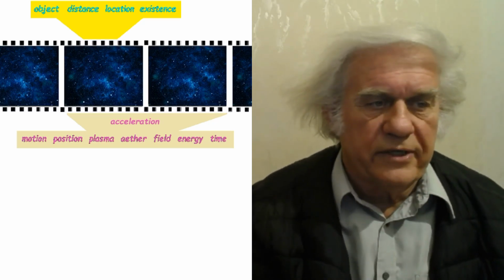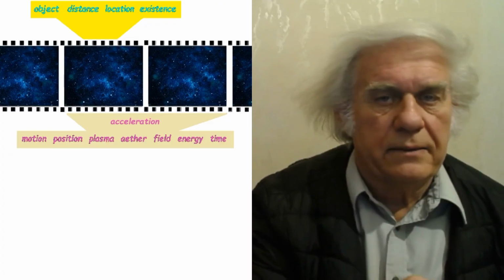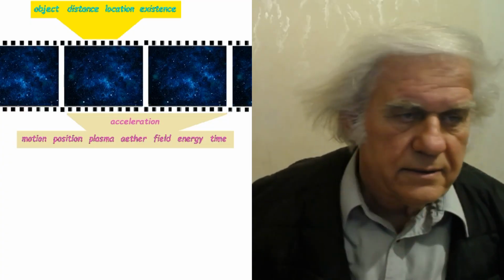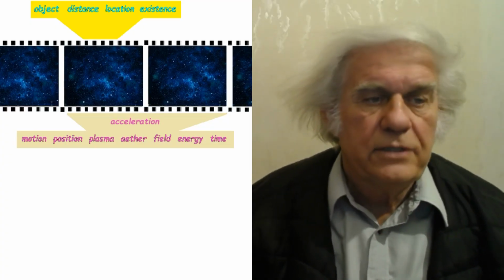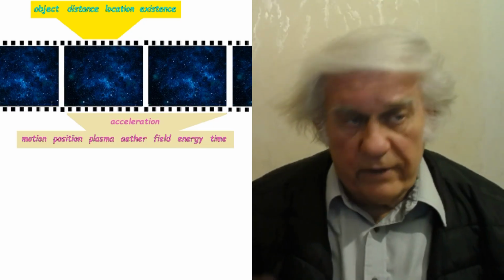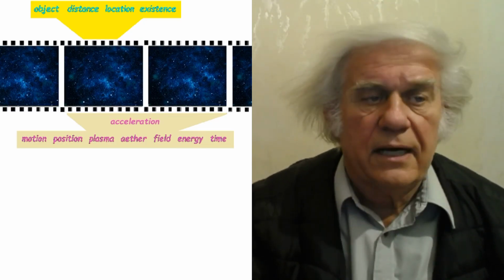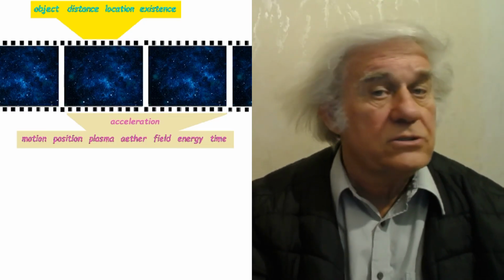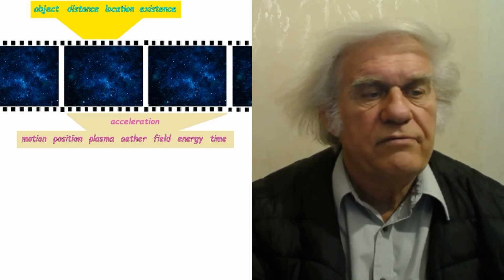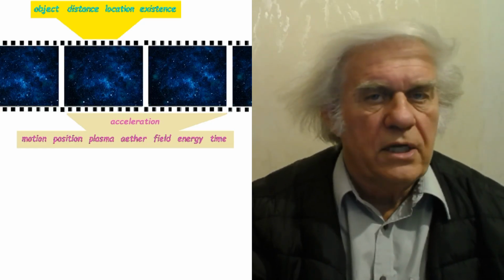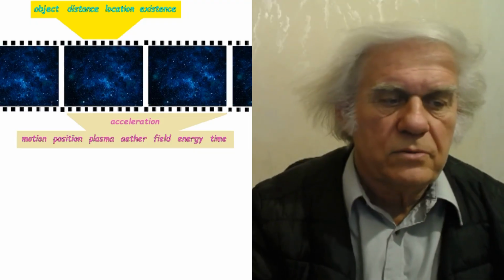So you need two frames of the universal movie. That's why motion is at the bottom, right? Because it is a dynamic concept. You need at least two frames, as shown by the little gray area there. Whereas for the static concepts such as object, distance, location, existence, all you need is one. You don't need two frames. There's no motion involved in the definitions of those words.